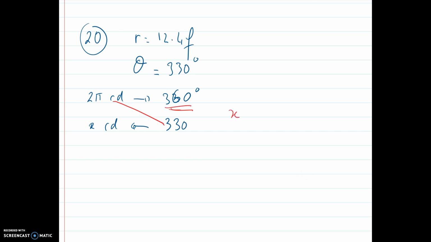Therefore, I end up with x equal 2 pi multiplied by 330 divided by 360. I decide not to do the calculation with my calculator, because otherwise I will have to take all the numbers.